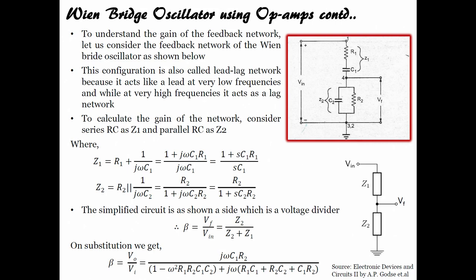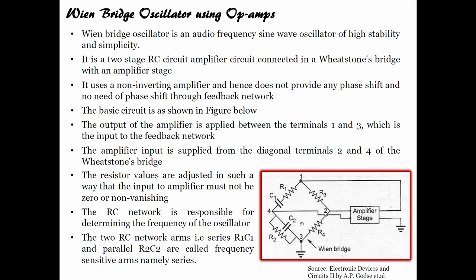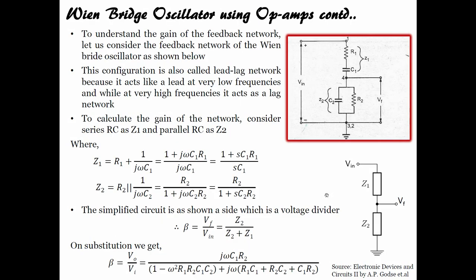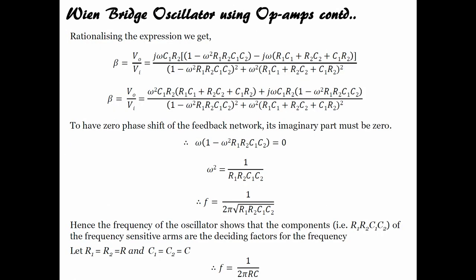So, if we consider just feedback, then R1 C1, R2 C2 in this particular configuration, I will say R1 C1 as Z1, R2 C2 as Z2, right. I am applying input between 1 and 3. So, V in our output is between 2 and 4, right. 1 and 3 is the output feedback from the amplifier, and between 2 and 4 my feedback is there, right.